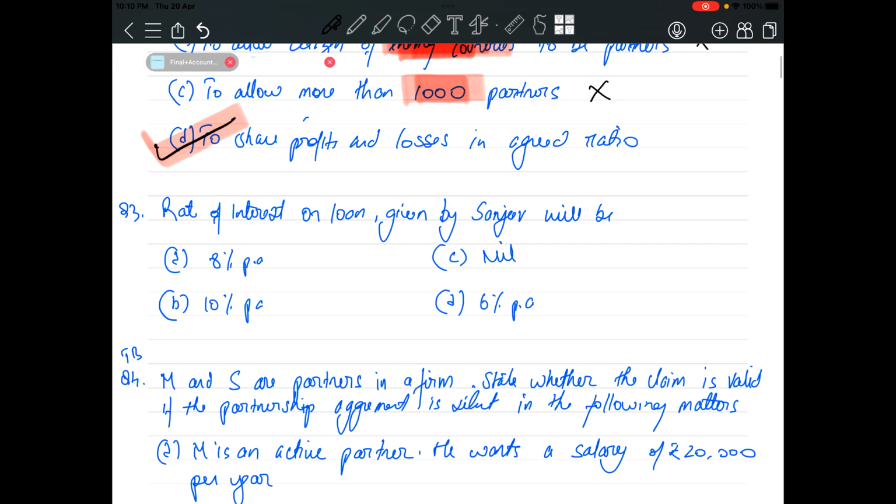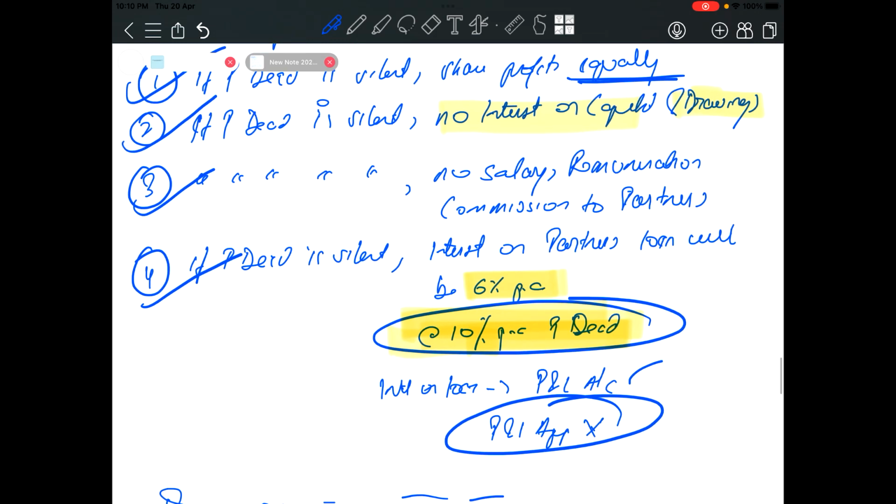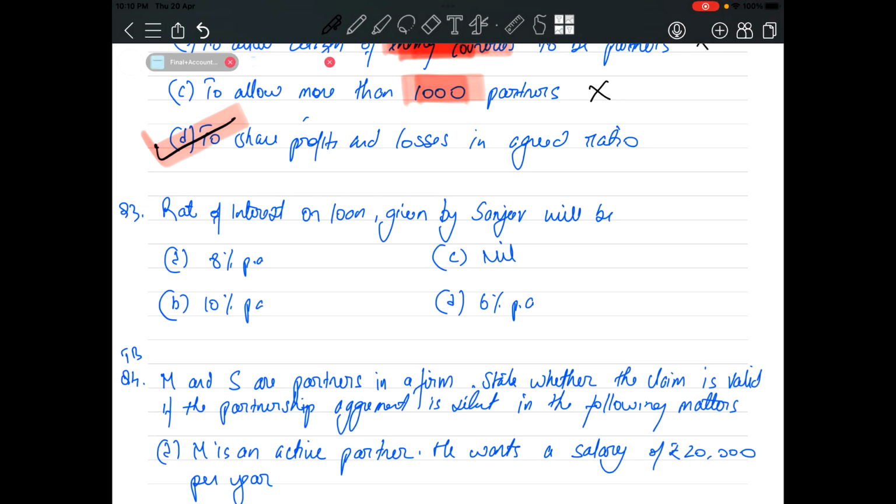So let's come to question number 3. Rate of interest on loan given by Sanjeev will be, now what is the option? 8% per annum, nil, 10% per annum, 6% per annum. I have told you, if nothing is mentioned in the partnership deed, what will be the interest? 6%. So the right answer is 6%. We are done with question number 3.